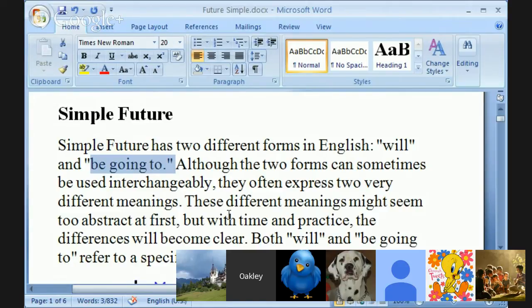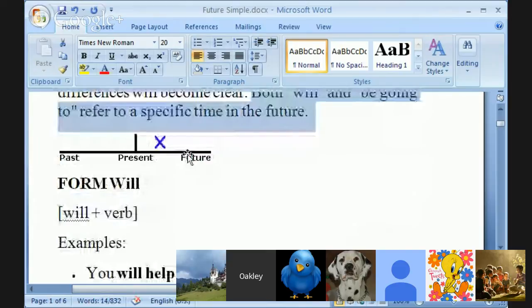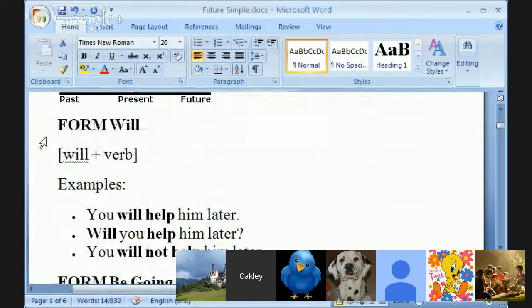Both will and be going to refer to a specific time in the future. Simple enough. All right, the two forms, the actual construction. Take a quick look. Will and the verb is actually quite simple. Will is the auxiliary verb. You will help him later. Simple subject, verb, object here.